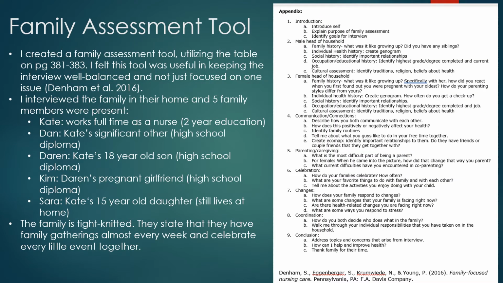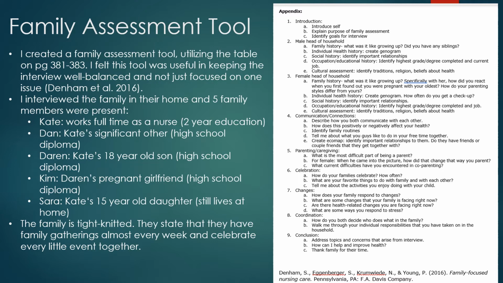So I created a family assessment tool based on the table from Denham, pages 381 to 383. I felt like this tool was useful because it was well balanced and not just focused on one issue. Like I said, I made this before I found out Kim and Darren were pregnant, so I wish it would have been a little bit more shaped to that.